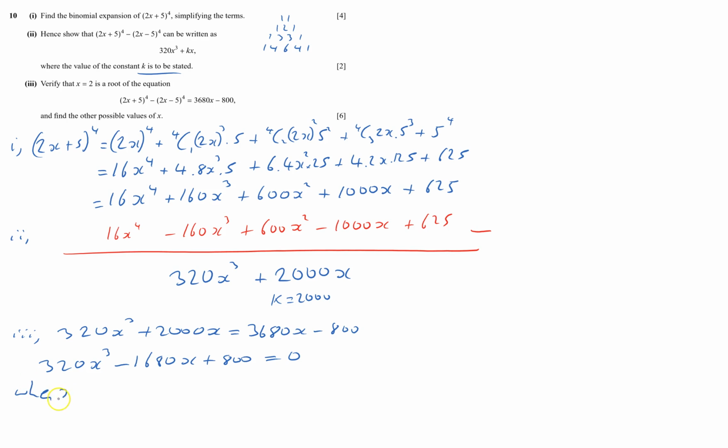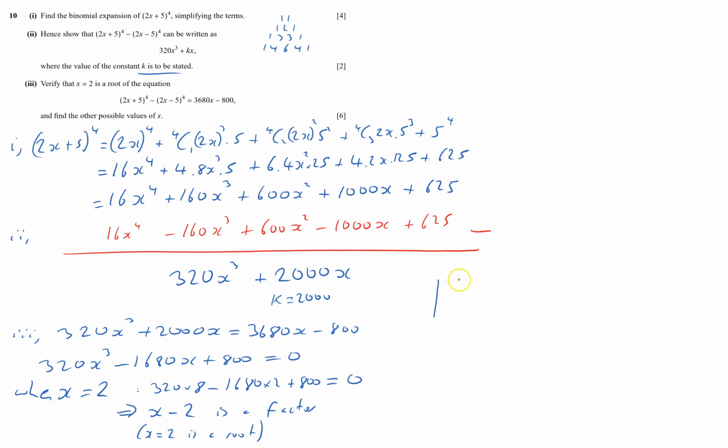And when x equals 2, we get 320 times 8 minus 1680 times 2 plus 800, that equals 0. Therefore, x minus 2 is a factor. Oh, and x equals 2 is a root. And it now says find the other possible values. So I need to then factorize, find the other factor.